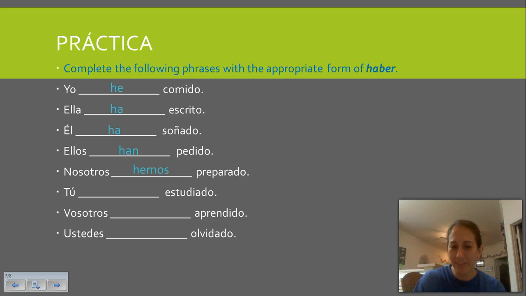Nosotros hemos preparado, we have prepared. Tú has estudiado, you have studied. Vosotros habéis aprendido, you all have learned. And then ustedes han olvidado, you all have forgotten. So, very important verb, and the faster you get these conjugations down, then the easier your present perfect life is going to be.